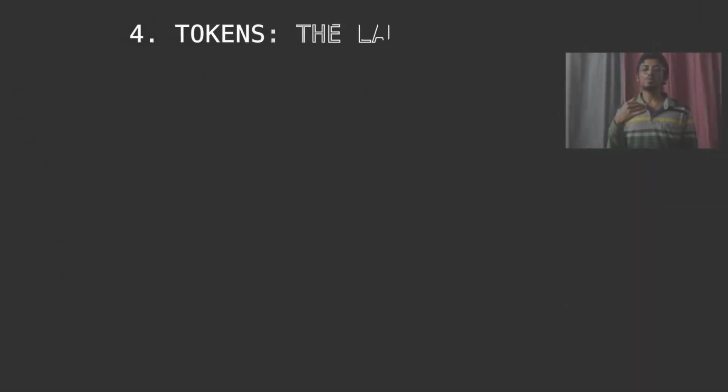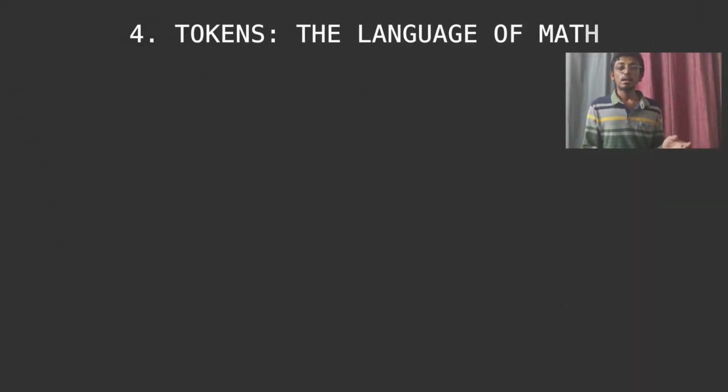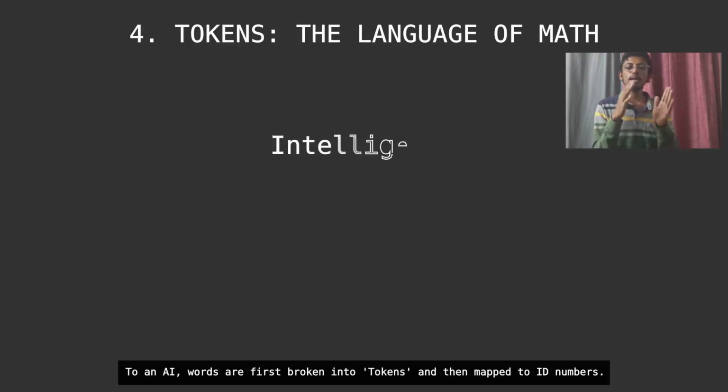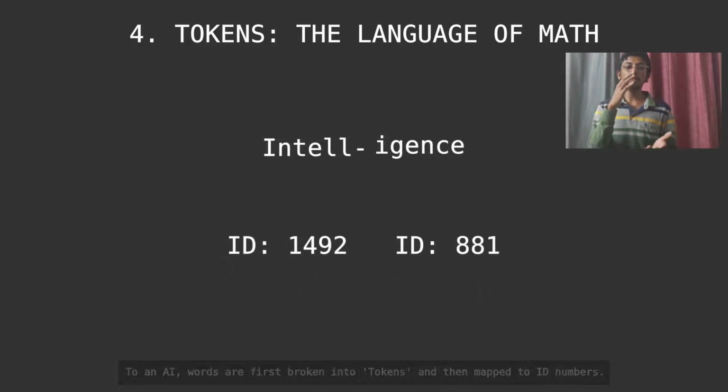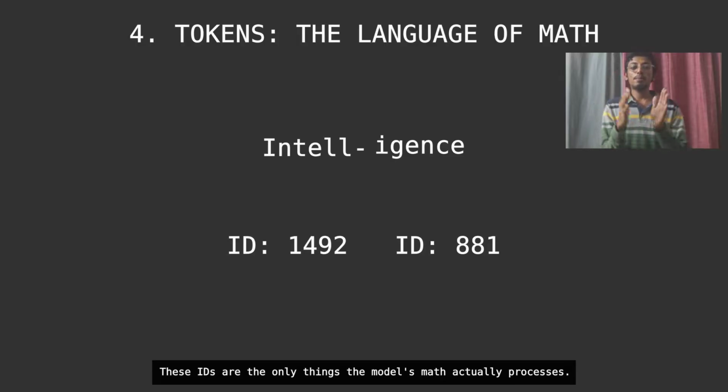But wait, computers don't speak English, they speak math. Before any calculation happens, the AI has to translate your words into something that it can process. This is where tokens come in. The AI doesn't see the word "intelligence" as one unit. It breaks it into chunks, "intelli" and "gence". This splitting is done to save memory. Rather than storing entire words, popular sub-words are assigned as tokens to be efficient on memory.